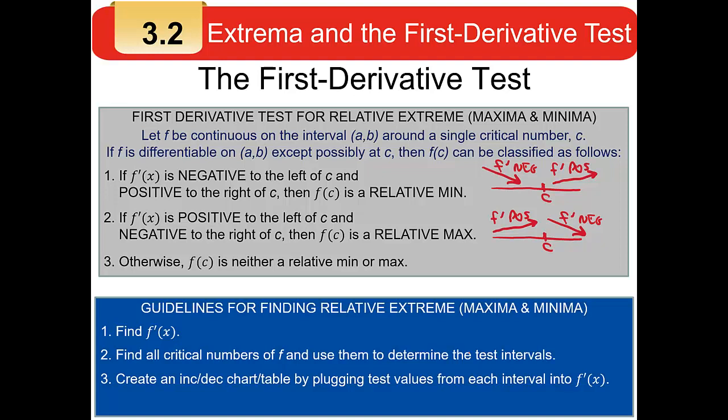Third step is to create some kind of, I call it an increasing decreasing chart. It's what I like to use, or if you go back to what the text does, they build a table. But it has the same information in it, and you can find those important pieces that you need for this either chart or table by plugging test values from each interval into the derivative and looking at the sign. If you plug a number into the derivative and it comes out negative, you know you've got a decreasing interval. If it comes out positive, you know you have an increasing interval. And then finally, for every critical number, you're going to use this first derivative test, which we just discussed, to classify something as either a max or min or neither.